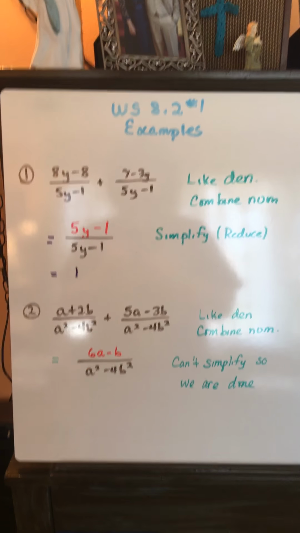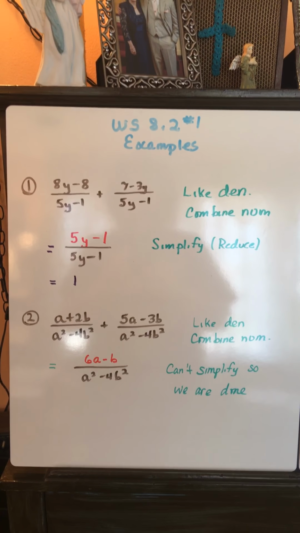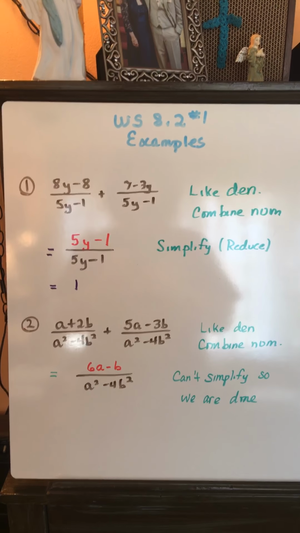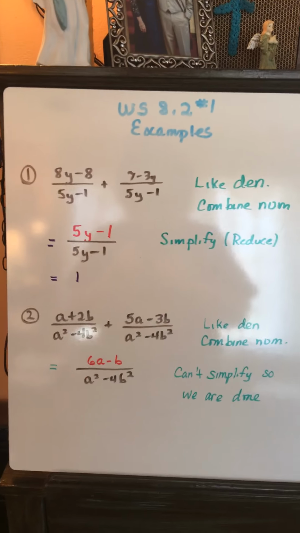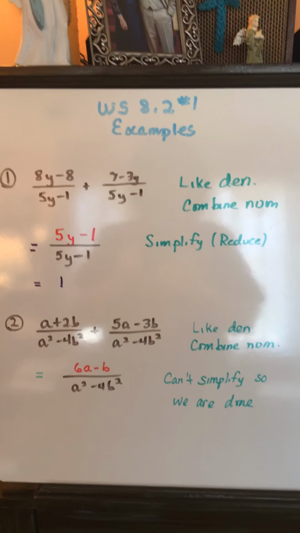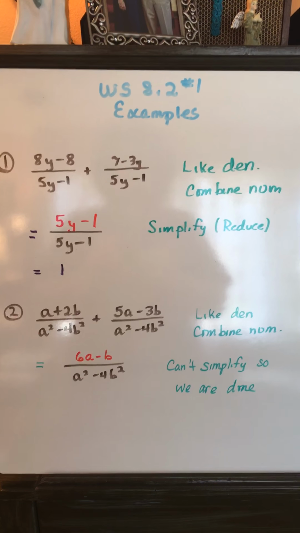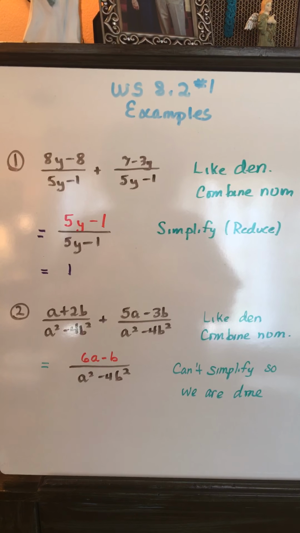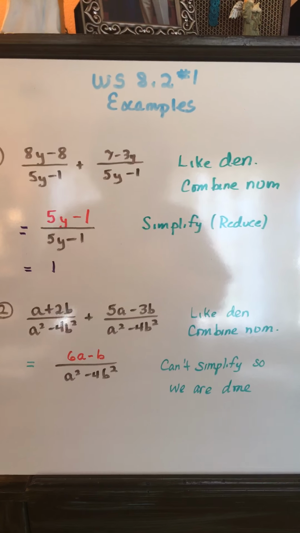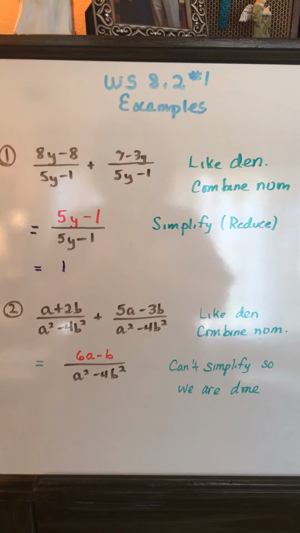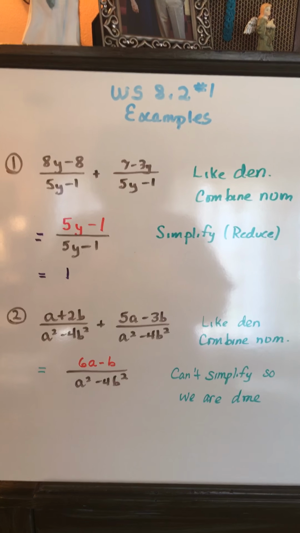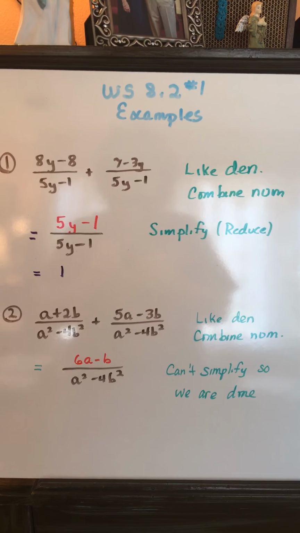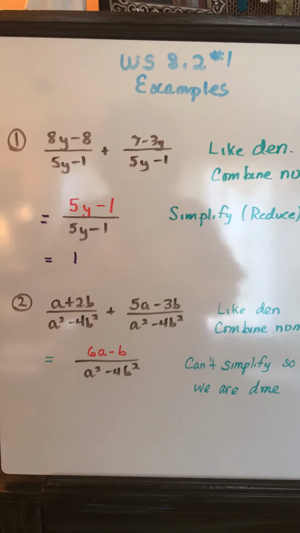Okay, here's our first video for the sheet that you need to do on Tuesday 4/7, worksheet 8.2, number 1, examples. So my first problem, you will notice, has a common denominator. So very much like a lot of what you've already done, you're just going to combine your numerators and notice that 8y minus 3y is 5y, and negative 8 plus 7 is negative 1. Now that you have the numerator combined, you compare the numerator and denominator. You see they're identical, so you can simplify, and it's going to be 1.